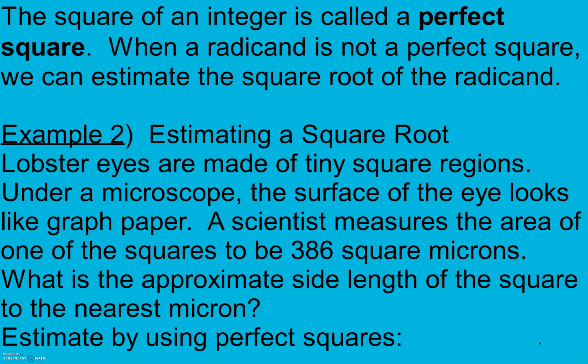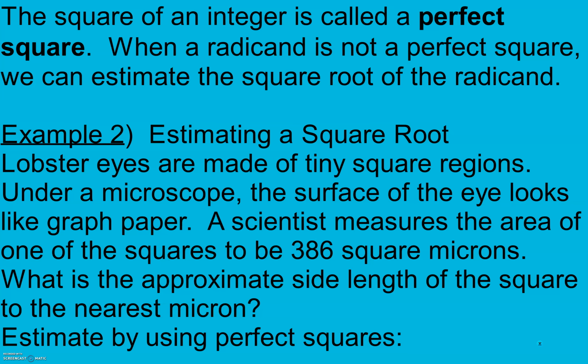The square of an integer is called a perfect square. When a radicand is not a perfect square, we can estimate the square root of the radicand to the nearest whole number. Okay, so perfect squares are things like when we square 1, we get 1. When we square 2, we get 4. So our perfect squares are the 1, the 4, the 9, the 16 in our chart that we had on the other page. When it's not one of those numbers, we can approximate it.